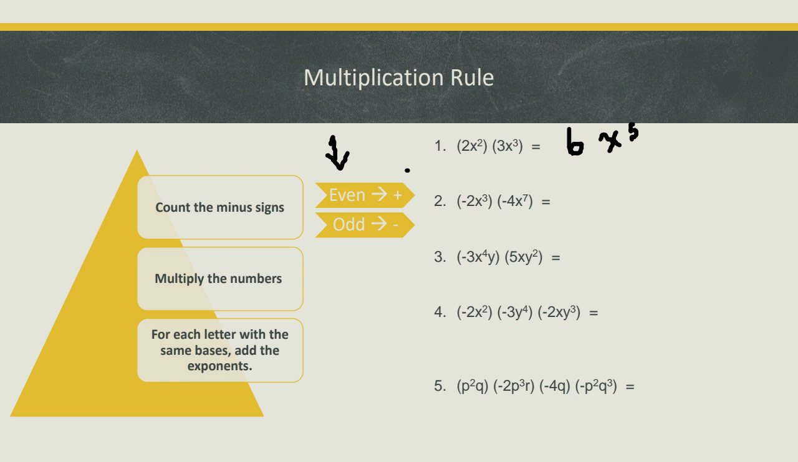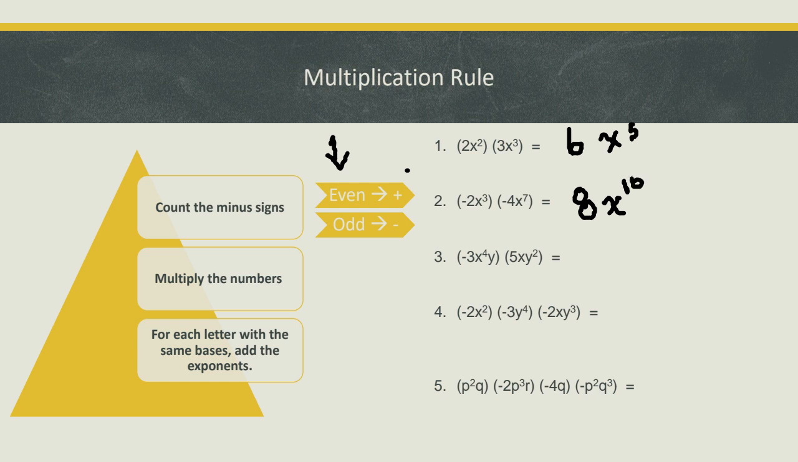So overall sign of positive, and then 4 times 2 would give me that 8. And then I have x. 7 plus 3 would give me a 10, so 8x to the power of 10, and that's my final answer. So again, we're just multiplying our coefficients and making sure we keep track of those signs.